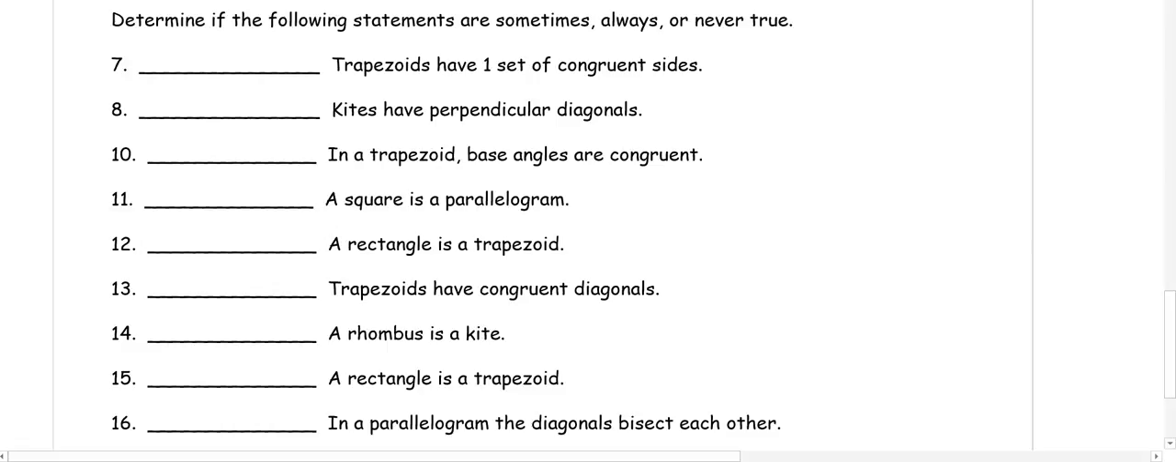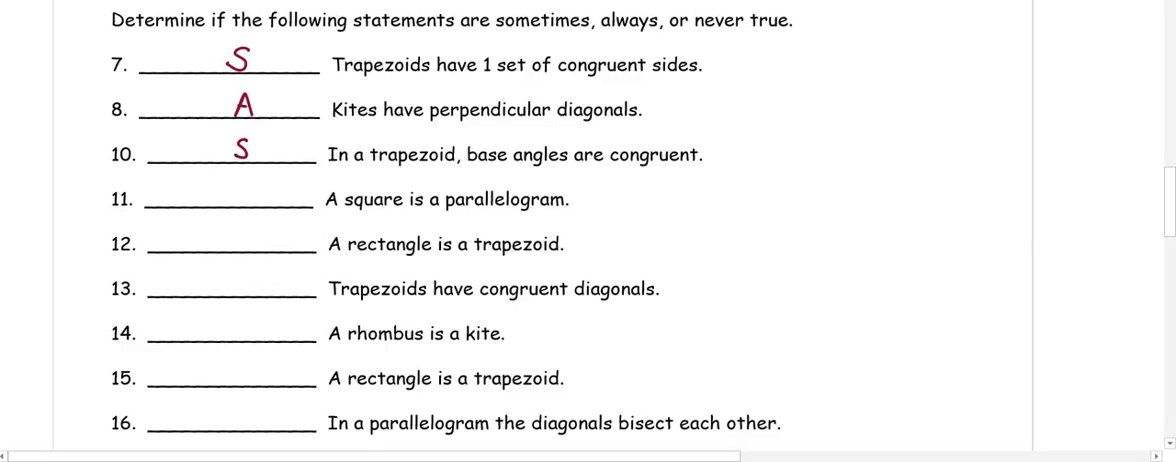So in number 7, trapezoids have one set of congruent sides. So remember, they only have congruent sides if it's an isosceles trapezoid where we have congruent legs. So this is a sometimes. Kites have perpendicular diagonals. This is always true because that's a property of kites. In a trapezoid, base angles are congruent. This again is a sometimes because the base angles are congruent if it's an isosceles trapezoid. If it's a regular trapezoid, then they're not.